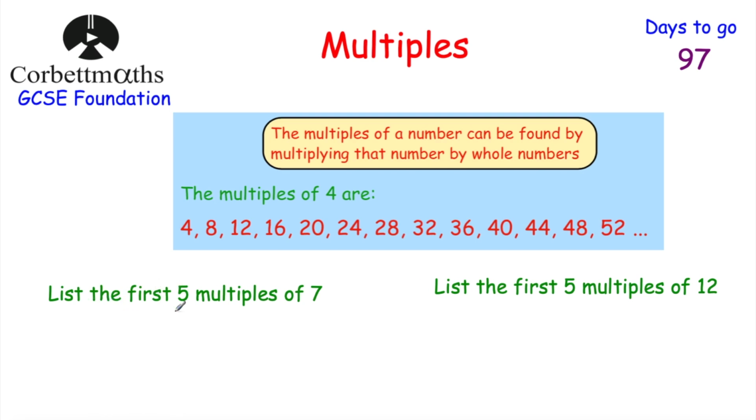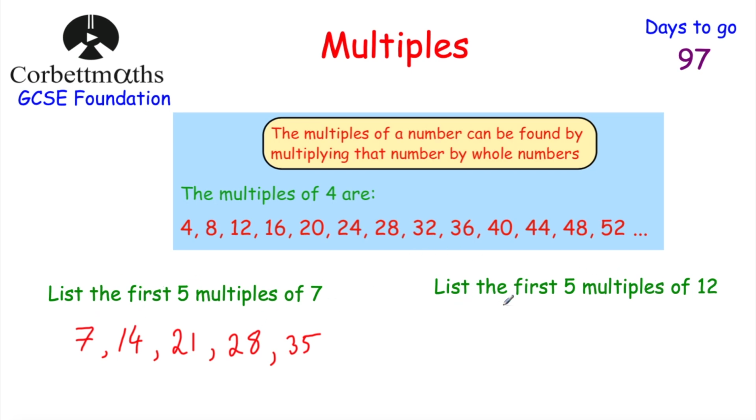Okay, so the first question says list the first 5 multiples of 7. So the first 5 multiples of 7 would be 7, the number itself, and then 7 plus 7 is 14. Add another 7 would be 21. Add another 7 would be 28. And add another 7 would be 35. So the first 5 multiples of 7 would be 7, 14, 21, 28, and 35.